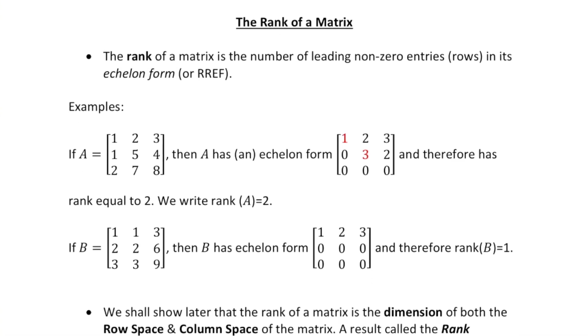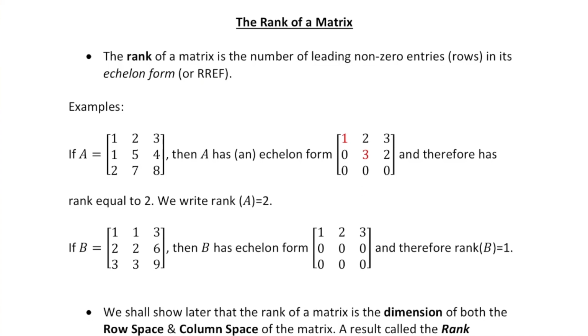We've got this matrix A reading across: 1, 2, 3, 1, 5, 4, 2, 7, 8. And if you go through and find an echelon form for it, using either your calculator or the Linear Algebra Toolkit or MATLAB or something, then I found the following echelon form for this matrix: 1, 2, 3, 0, 3, 2, 0, 0, 0.